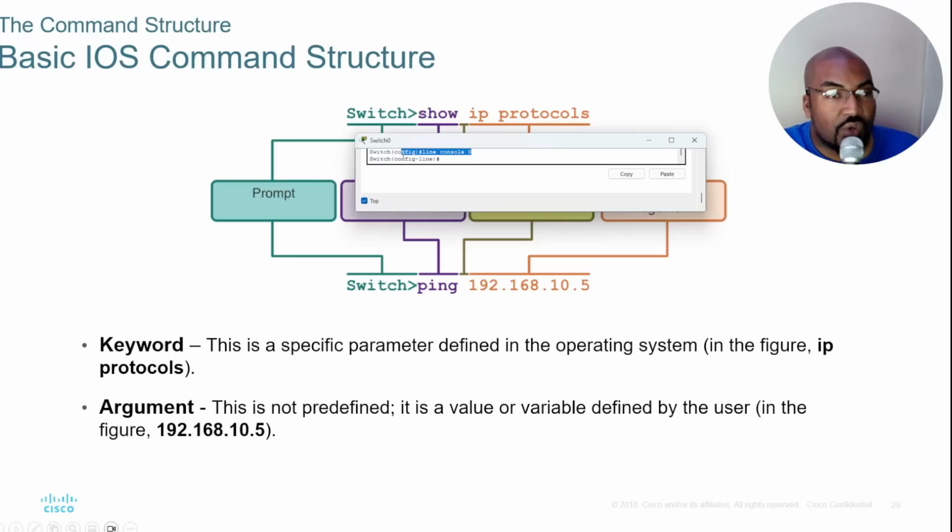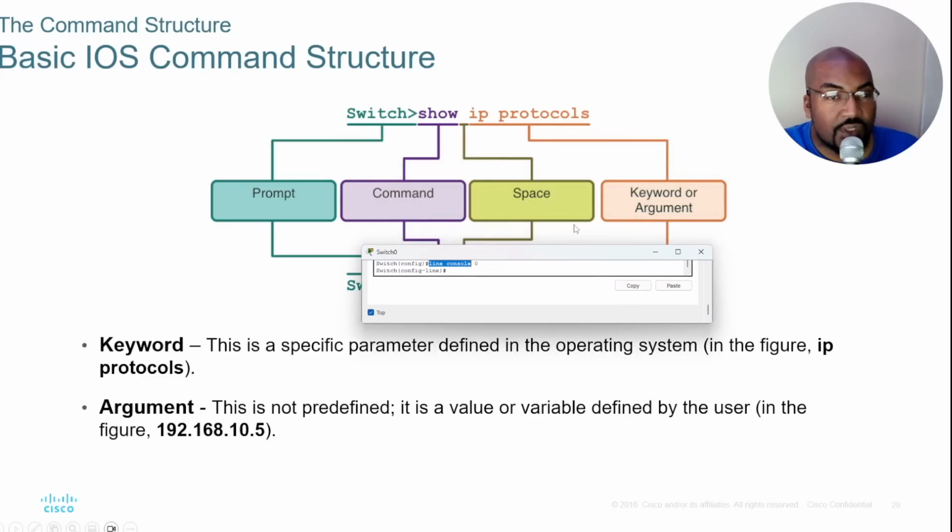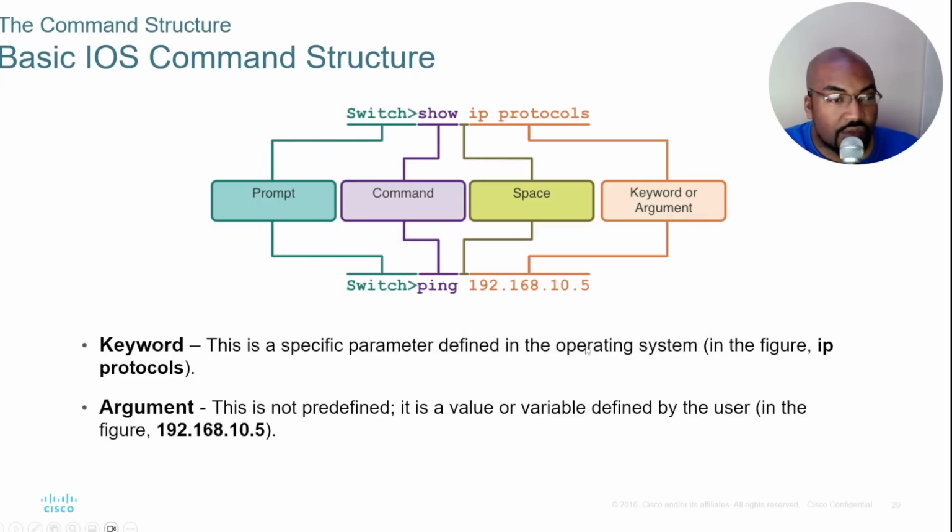Here's the show, right? So right now we're showing config mode, global config mode. And here is the protocols, right? That's what this is. This is the keyword argument. So we have the prompt, which is a switch. We have the command, which is the config, right? We're in the global config. And there's a space in there. And then a keyword argument right here is the line console. Okay, so that's essentially how the structure works. Got to know those structures. Very important. Let's go to the next one here.